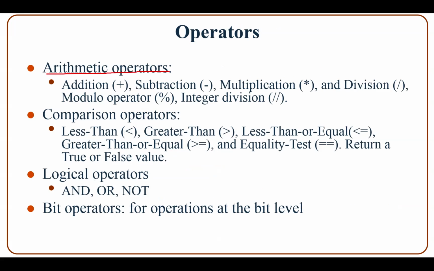Operators in Python can be grouped in several categories: arithmetic operators, comparison operators, logical operators, and bit operators. In the first group, arithmetic operators, you have addition, subtraction, multiplication, division, modulo operator, and integer division. For comparison operators, you have less than, greater than, less than or equal, greater than or equal, and the equality test. The comparison operators return a true or false value. For logical operators, you have and, or, not. And for bit operators, the operators are for operations at the bit level.